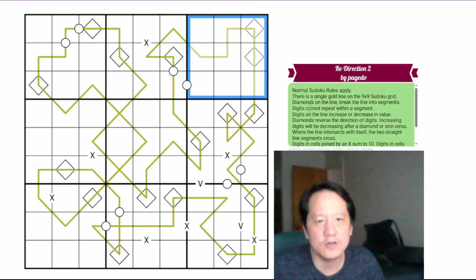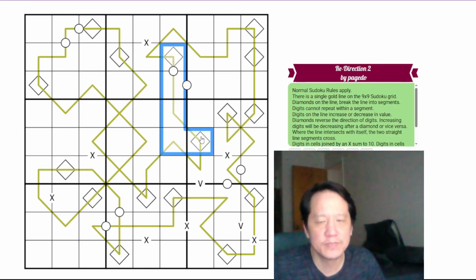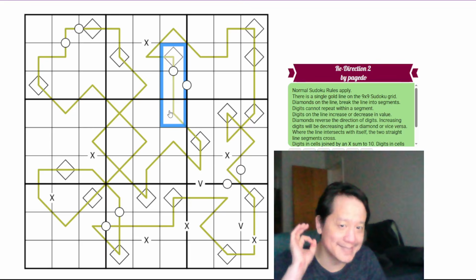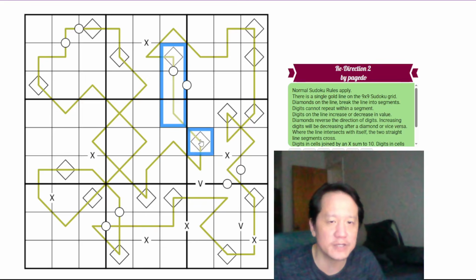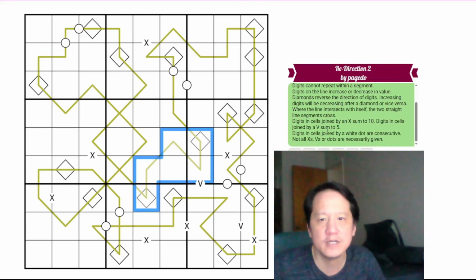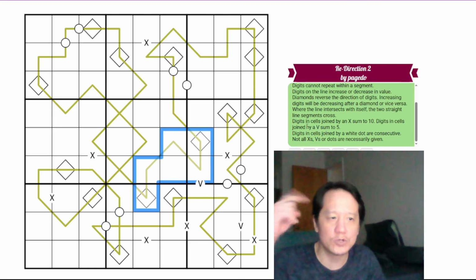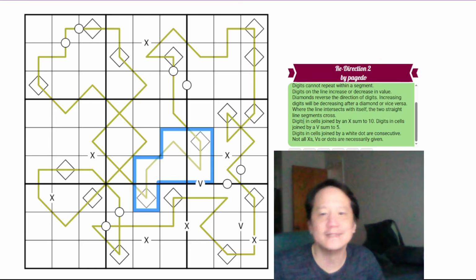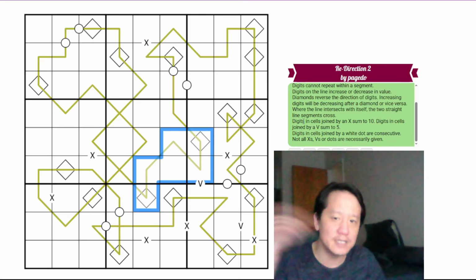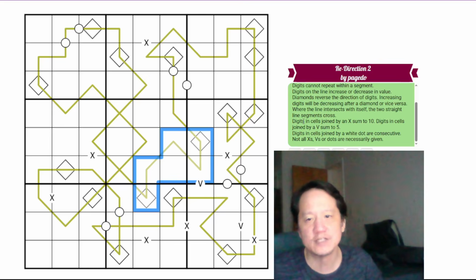There is a single gold line on the 9 by 9 Sudoku grid. Diamonds on the line break the line into segments. Digits cannot repeat within a segment. So this is a segment and you can't have repeats on the segment. This is a segment, you can't have repeats on the segment, etc. And digits on the line increase or decrease in value. And diamonds reverse the direction of the digits. Increasing digits will be decreasing after the diamond, or vice versa.